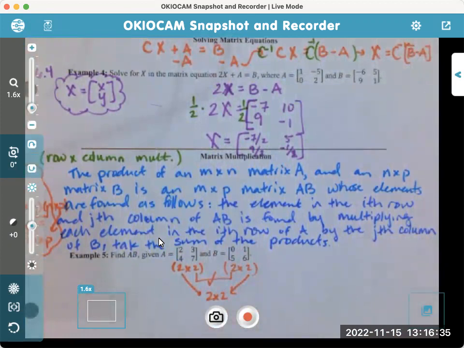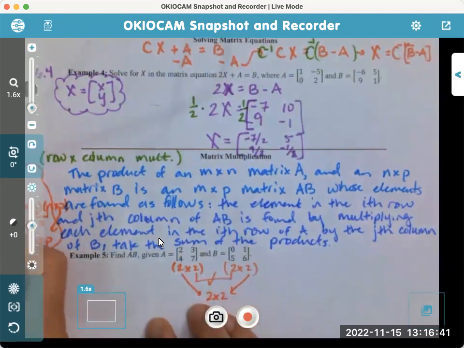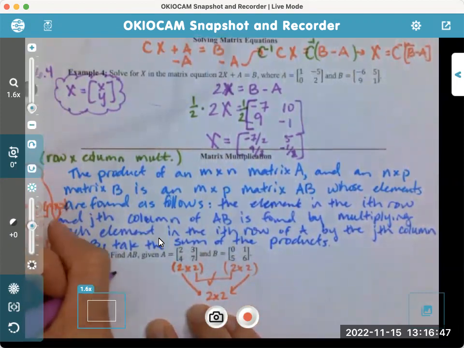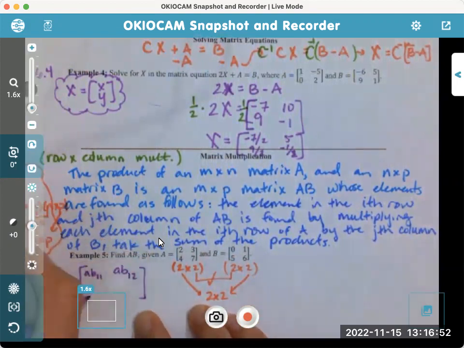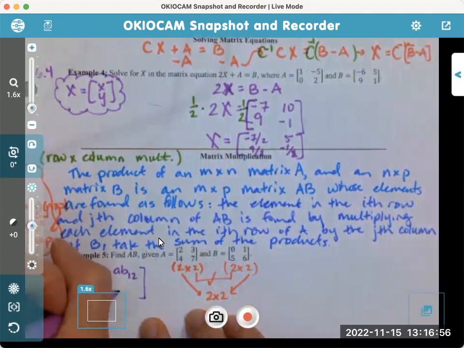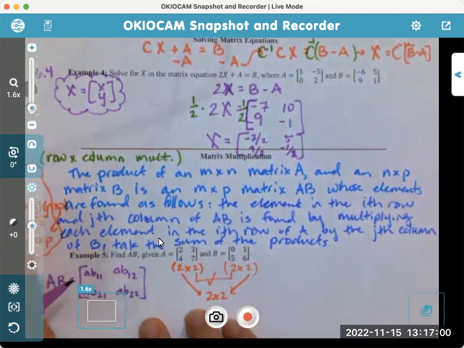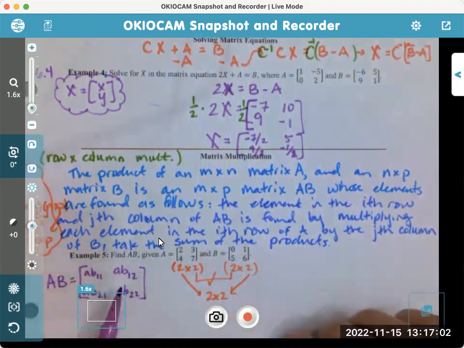Okay, so here, AB, let me change colors. Matrix AB will give us AB 1,1, row 1, column 1. AB 1,2, that's row 1, column 2. AB 2,1, so row 2, column 1, and then AB 2,2, row 2, column 2.